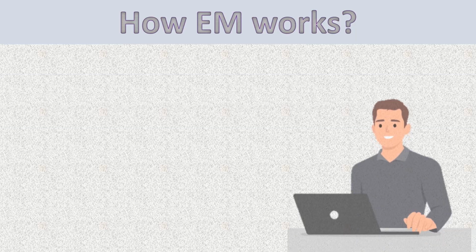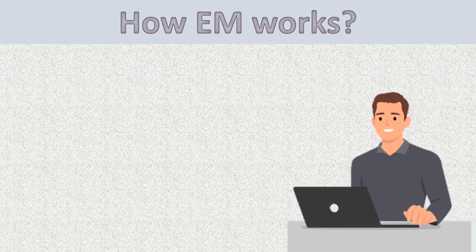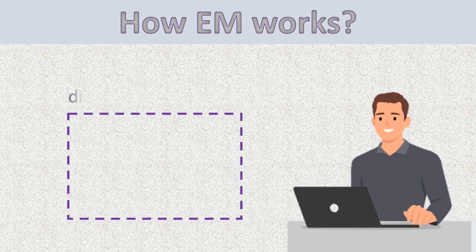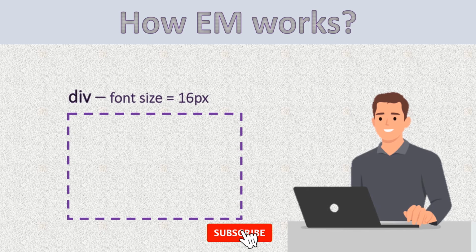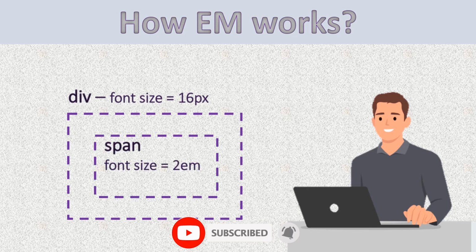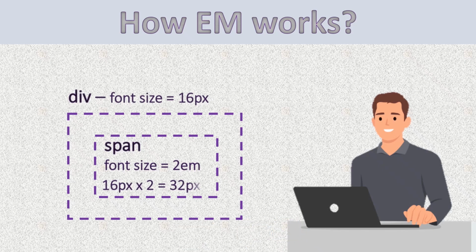When you use EM, the size depends on the font size of the parent element. For example, if the parent element has a font size of 16 pixels and an element inside it is set to 2em, the size will be 32 pixels. But EM values can compound. When elements are inside each other, it means they are nested. In that case, the size calculations may be a bit confusing.